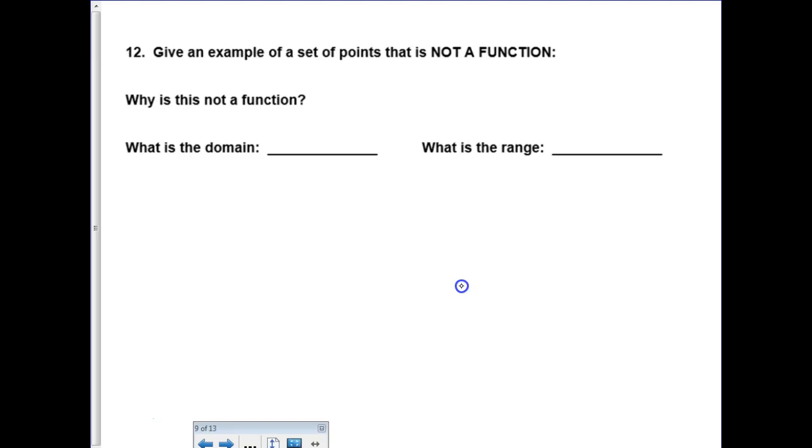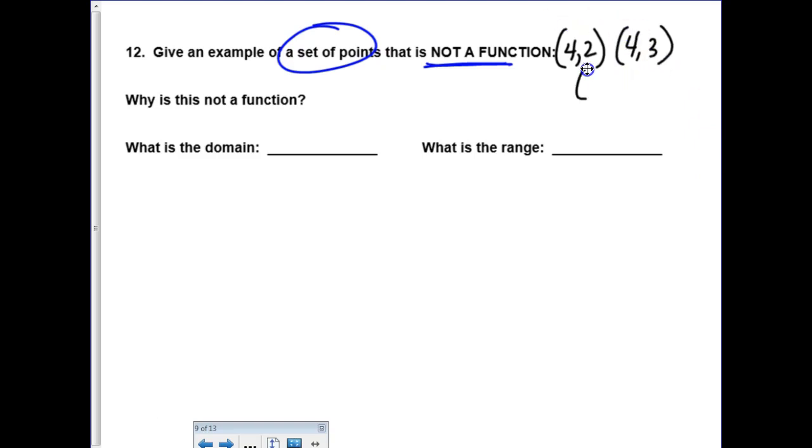Okay, this is an oldie. Domain and range. So give me a set of points that is not a function. You're going to need to create a set of points where at least one of the x's is paired with more than one y. For instance, 4, 2, and then 4, 3. I'm just making this up. And just one more, like 5, 5.